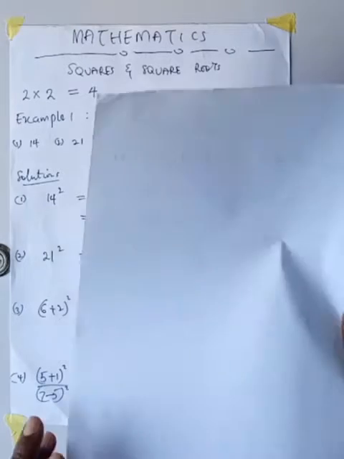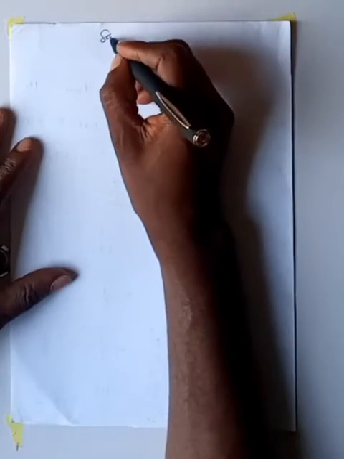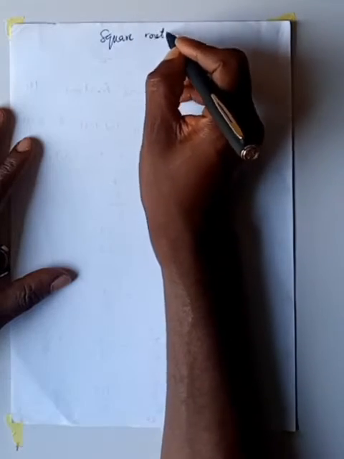So right now we are going to talk about square roots of numbers. By square root, we mean a number such that when multiplied by itself equals a given number. So that's what we mean by the square root of the number. Such a number that multiplies itself to produce a given value is what we term the square root of that given number.